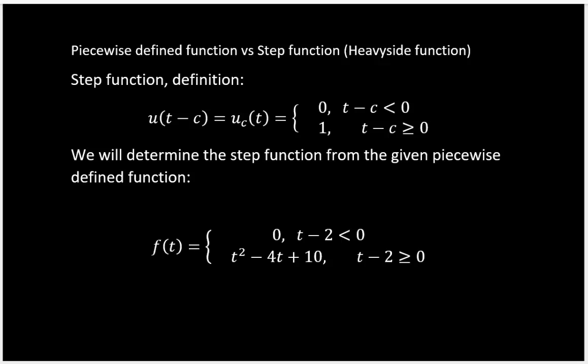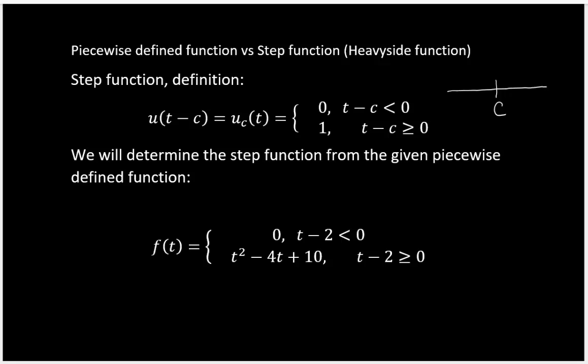Now we have a piecewise defined function f(t). It is 0 when t - 2 < 0, and it will be t² - 4t + 10 when t - 2 ≥ 0. So we will see the connection of how to make a step function from a piecewise defined function. From one structure, we'll see it very easily. The structure is very simple.